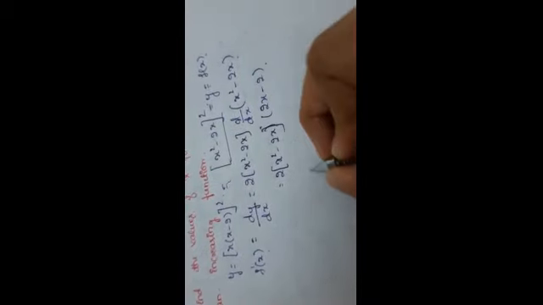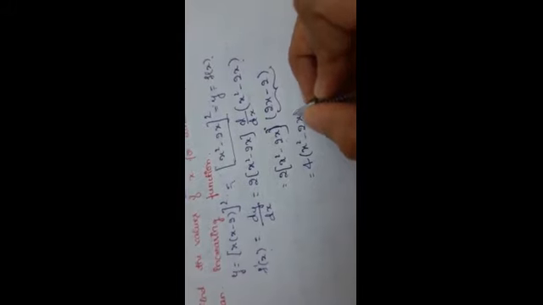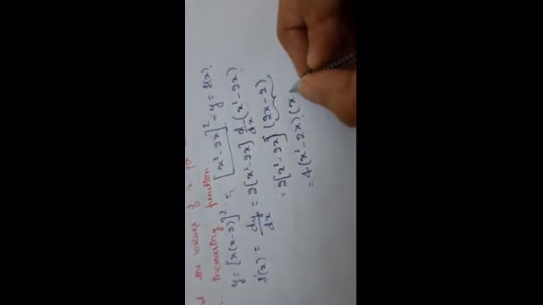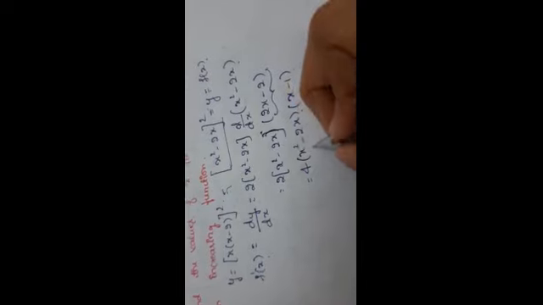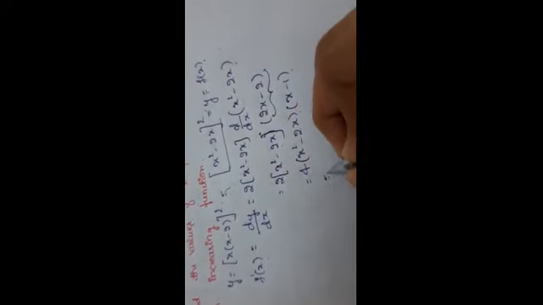Now let us simplify this one. What happens when I am simplifying this? From this one I can take 2 common outside. 2 into 2 becomes 4. x square minus 2x into x minus 1. Even from here also I can take x common outside.